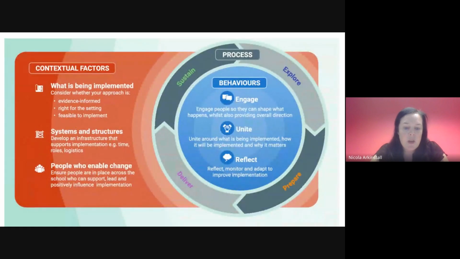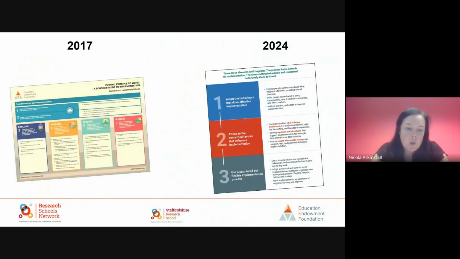So if we have a look at the new report then, the old one that came out in 2017 had 6 recommendations. It's now down to 3. And all those 6 from the previous report, if you use the old report, are now in recommendation 3 of this new report. But what's really good is they've added number 1, which is adopting the behaviours that drive effective implementation, and also attending to those contextual factors. And those are the two that we're going to drill down a bit deeper into this afternoon, because they're the new elements of the report.